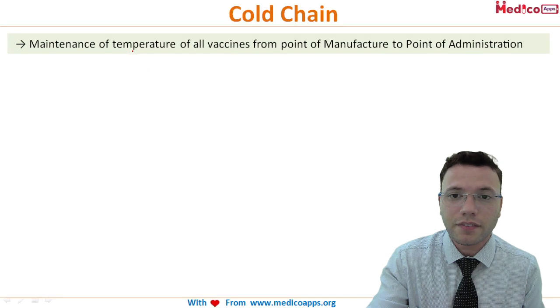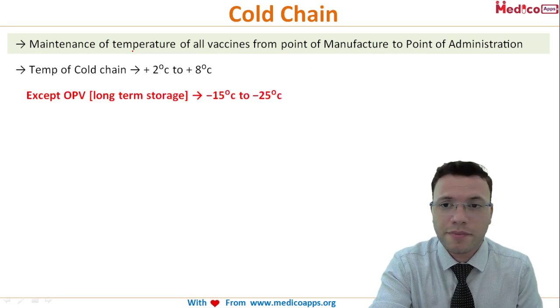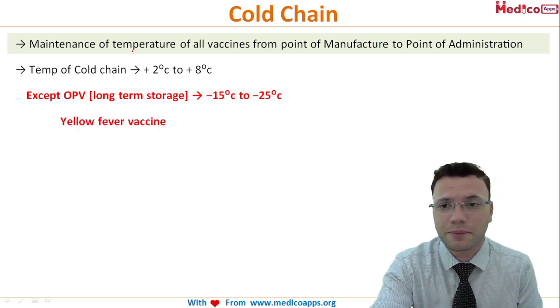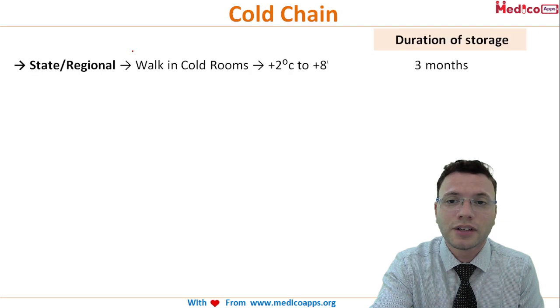All right, so now coming back, the temperature is maintained between +2 to +8 degrees centigrade, except there are some vaccines which need a lower temperature, like oral polio vaccine, that is up to -25 degrees centigrade. Yellow fever also requires up to -30. All right, so let us learn what are the components of the cold chain.